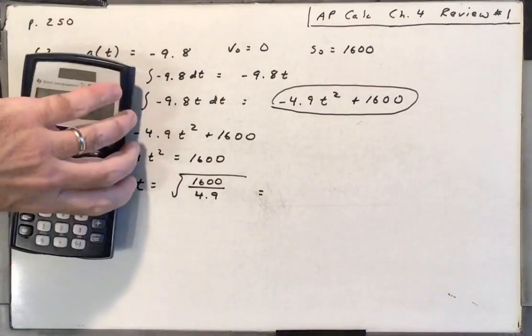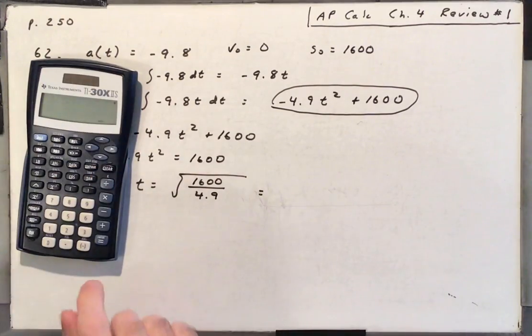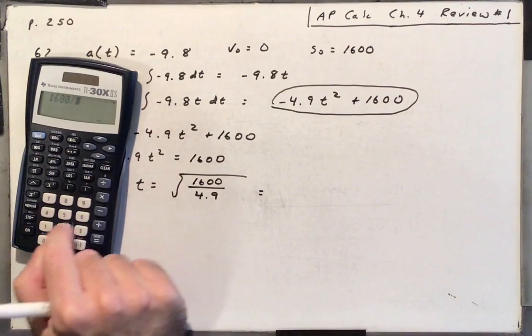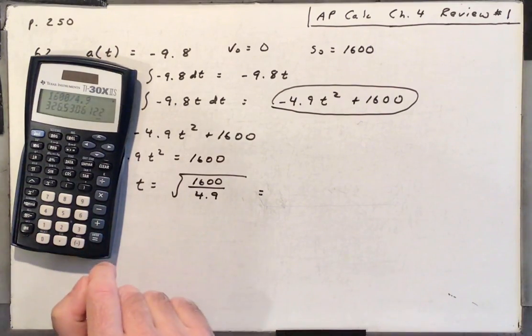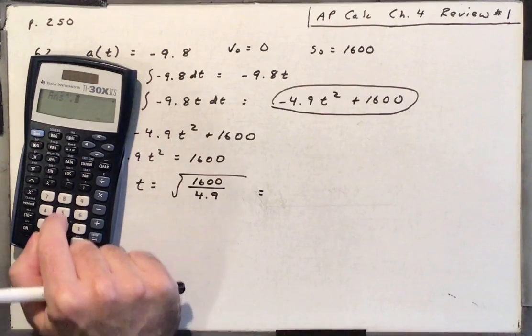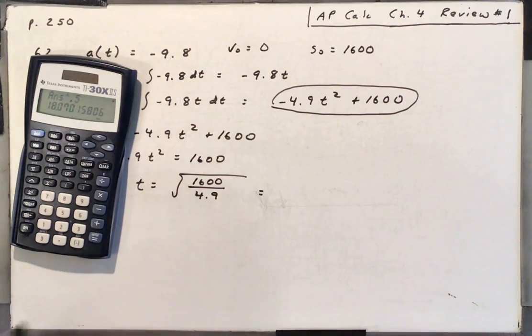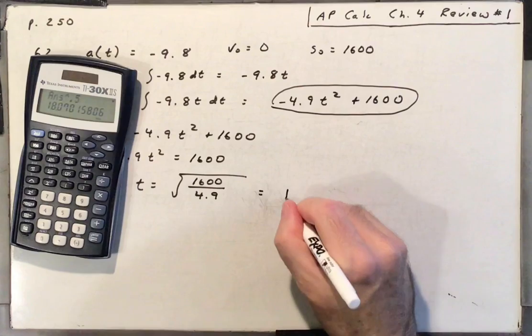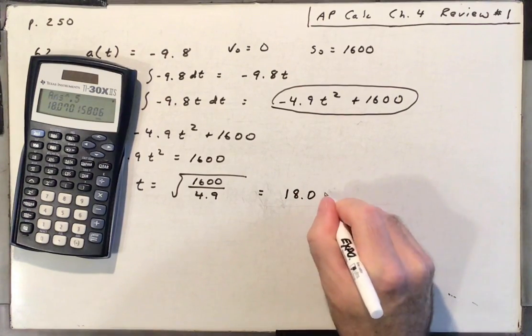All right. Don't have any of my solutions open, so 1,600 divided by 4.9. And then let's raise that to the 0.5 power. 18.07 seconds. That sounds familiar. I think that answer is right.